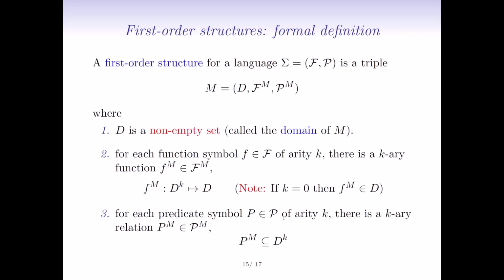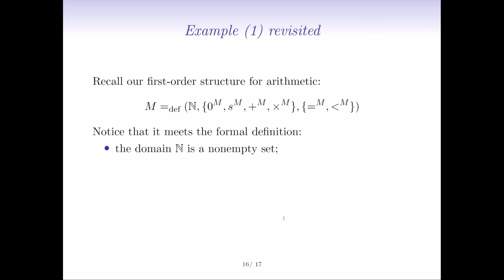Now let's return to our example of piano arithmetic, where remember that I had taken as my domain the natural numbers in this structure M, and 0m, sm, plus m, and times m are just the standard interpretations. So 0m is the number 0, sm is the successor function, etc. And similarly for these two predicate symbols, equals m is the equality relation on natural numbers, and less than m is the strict inequality relation on natural numbers.